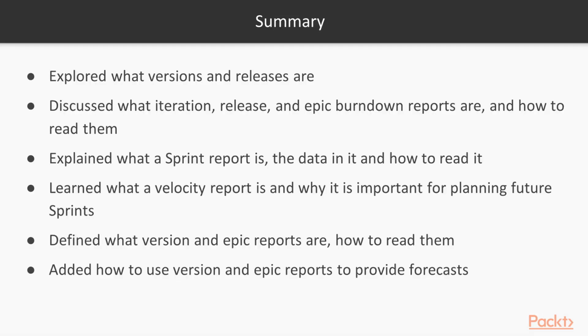So that brings us to the end of this section. All right, so in this section, we learned about what versions and releases are. We learned about what iteration, release, and epic burn down reports are and how we should read those. We learned what a sprint report is, the data that's inside of that sprint report and how we can read it. We learned what a velocity report looks like, why it's important for planning future sprints, what version and epic reports are and how to read those. And then we also talked about version and epic reports and using those to provide forecasts for when your version will be completed.